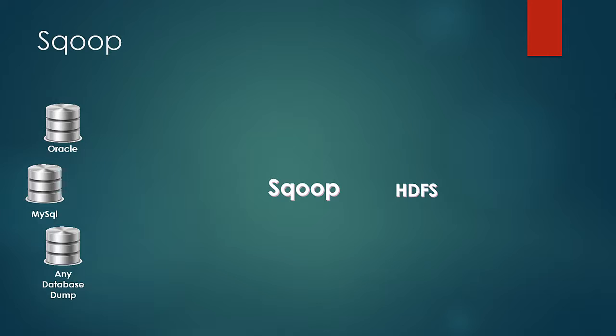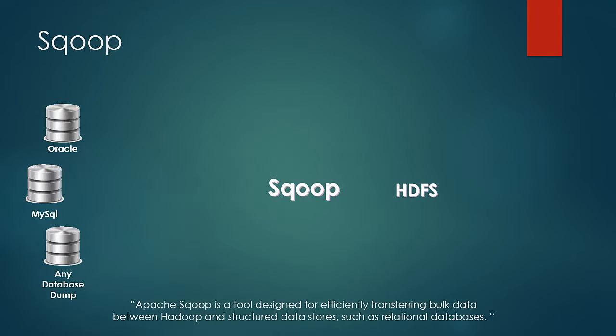A more appropriate description would be, Apache Sqoop is a tool designed for efficiently transferring bulk data between Hadoop and structured data stores, such as relational databases. Let's look at this definition more closely. It does it efficiently by doing the copy process in parallel, as we see with every Hadoop ecosystem component. They use the power of parallelism by effectively utilizing the MapReduce framework.